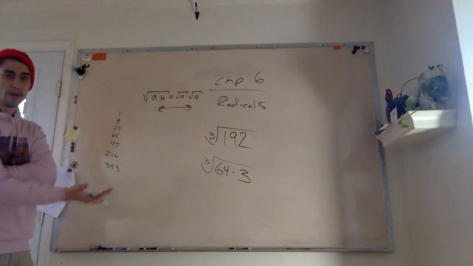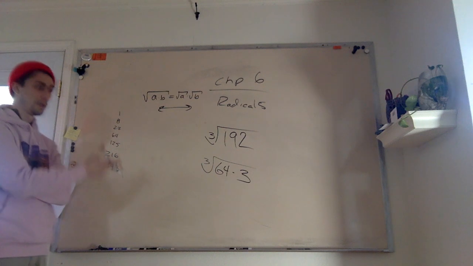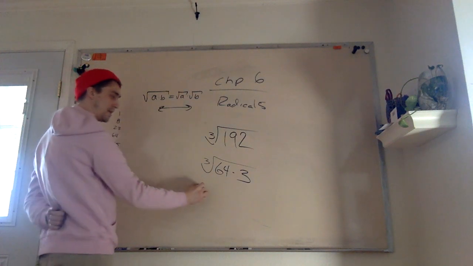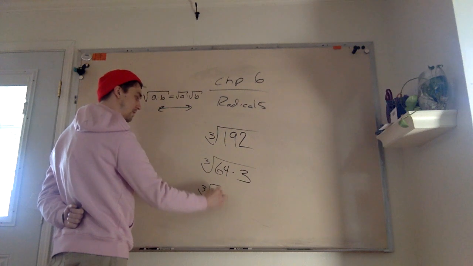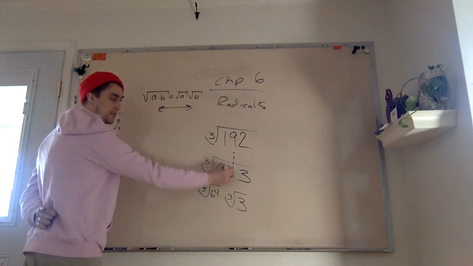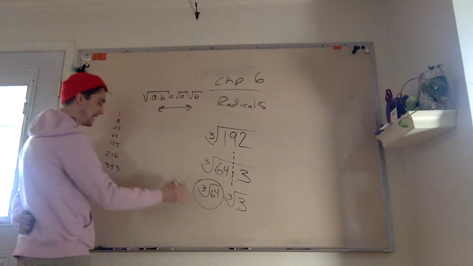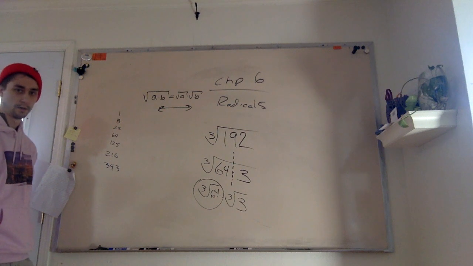So I'm splitting 192 into 64 times 3. Now I can apply this property to say that that's the cube root of 64 multiplied by the cube root of 3. Right, I'm just splitting this. And now the cube root of 64 is 4.